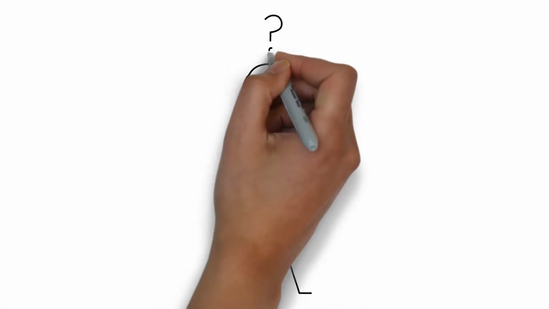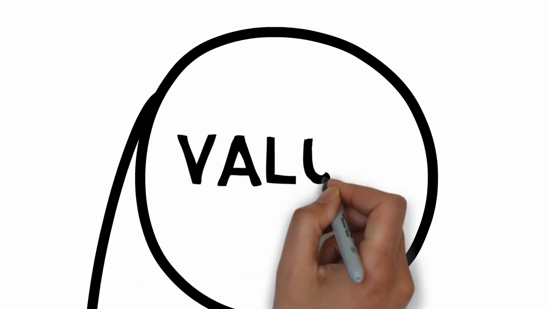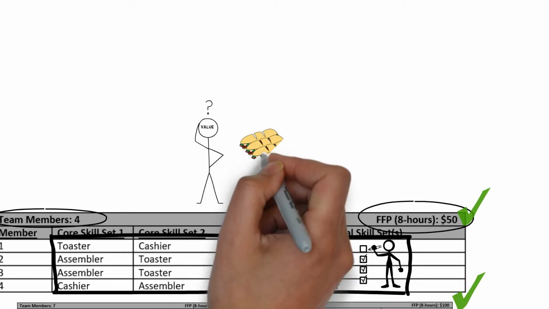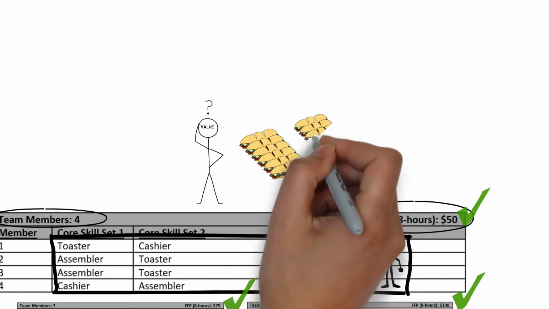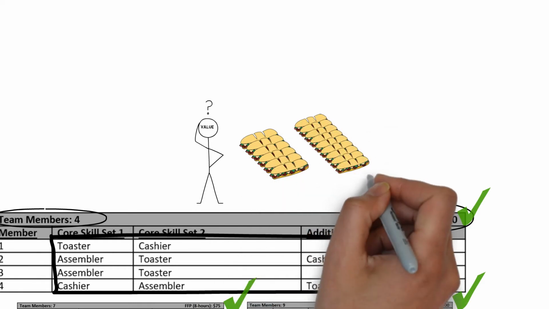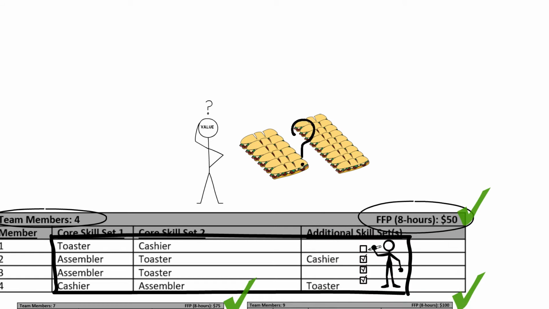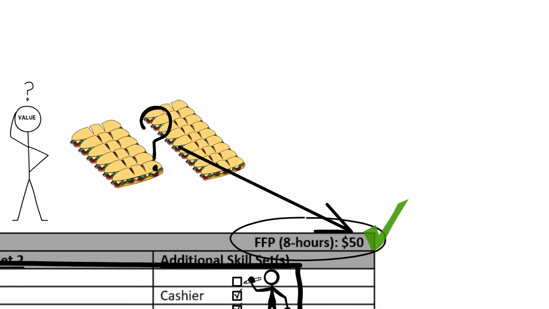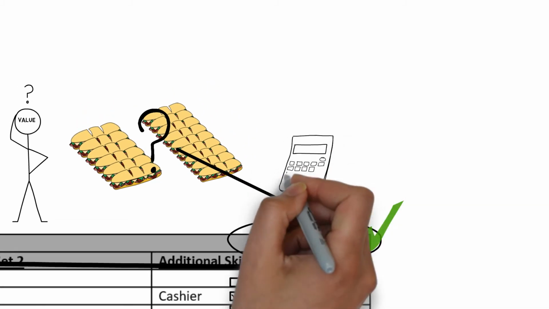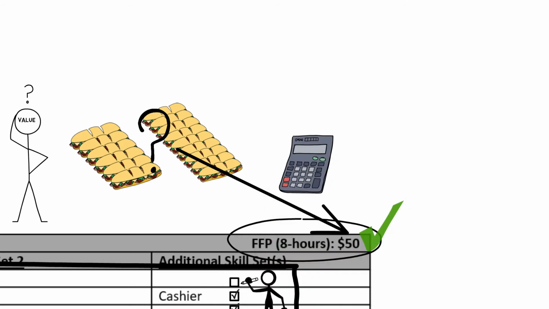However, given only this information, we still don't know the value each team is expected to produce post-contract award. For example, can we expect this team of 4 to produce 6 12-inch subs or 9 12-inch subs in a given 8-hour period? At this point, we are still not sure the value the proposed team is expected to provide for $50. There are various methods we can use to determine an estimated value each team should produce.